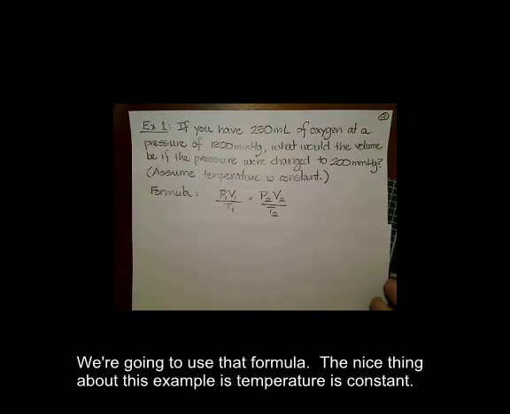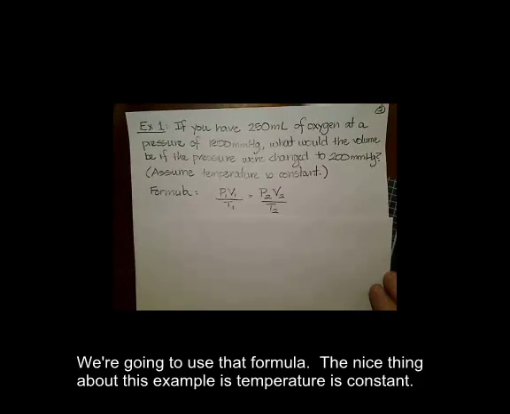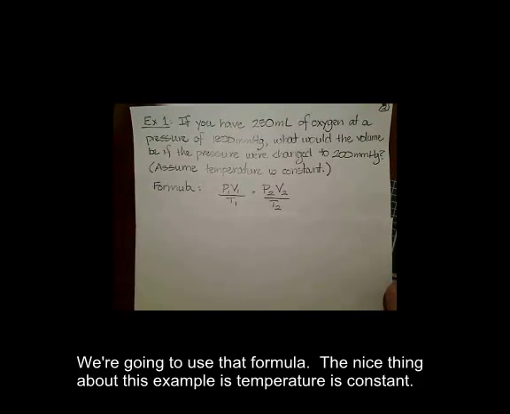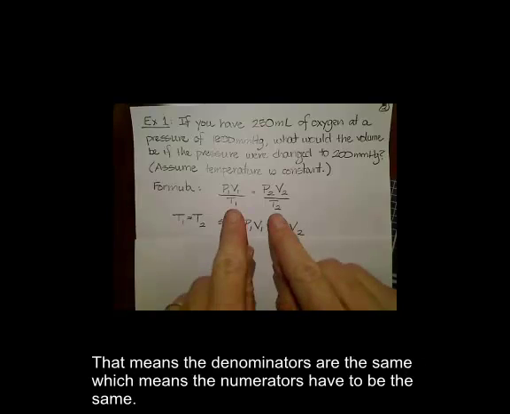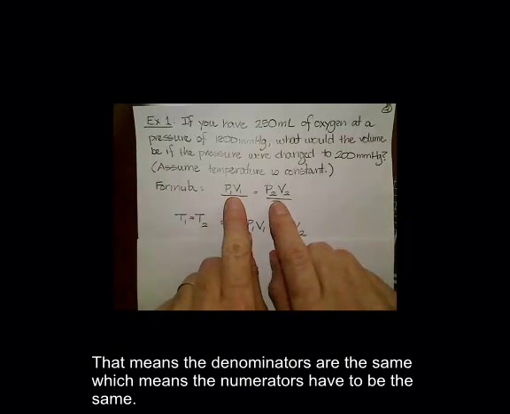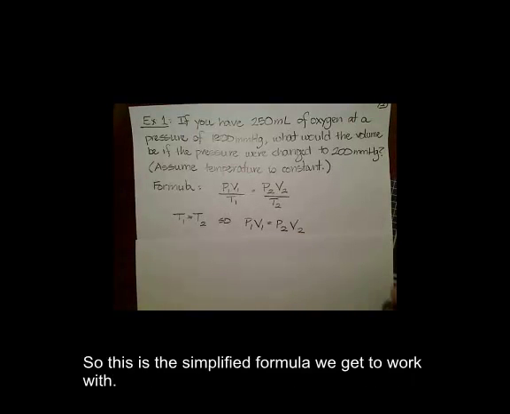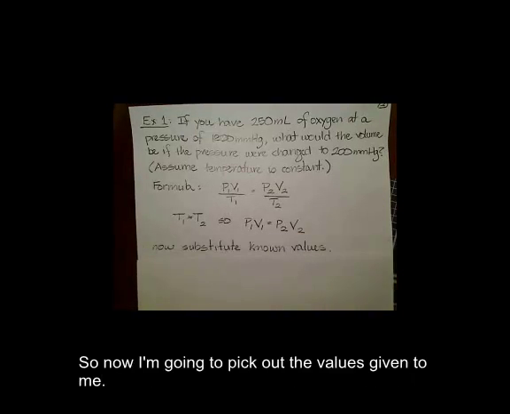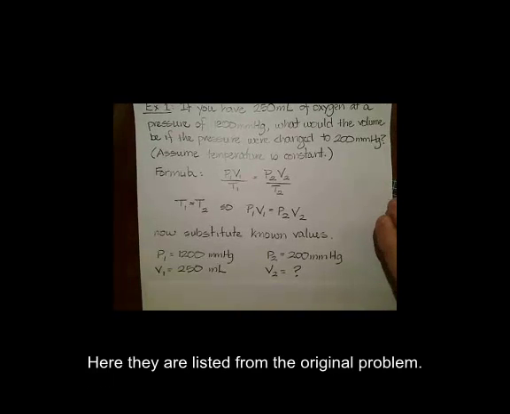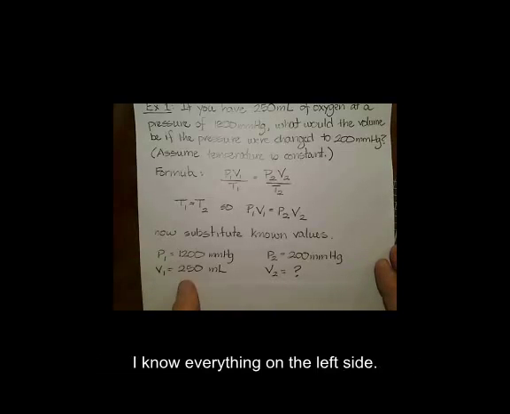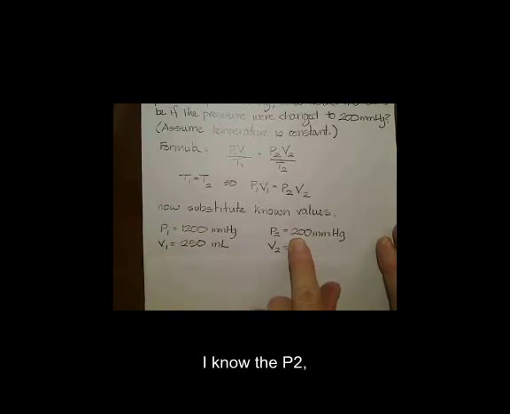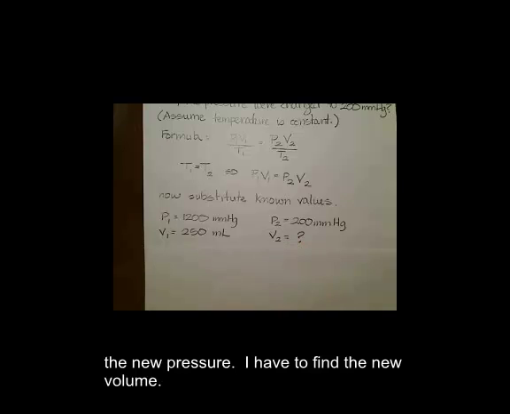We're going to use that formula, but the nice thing about this example is temperature is constant, so that means the denominators are the same, so the numerators have to be the same. So this is the simplified formula we get to work with. Now I'm going to pick out the values given to me. Here they are listed from the original problem. So I know everything on the left-hand side. I know P2, the new pressure. I have to find the new volume.